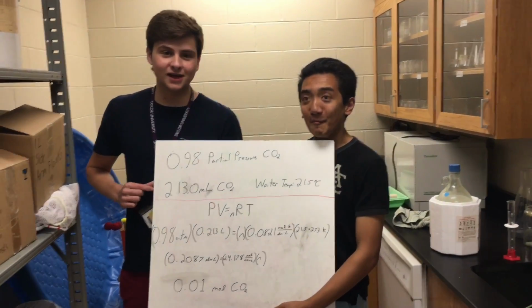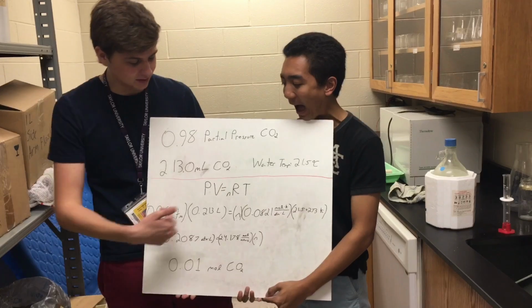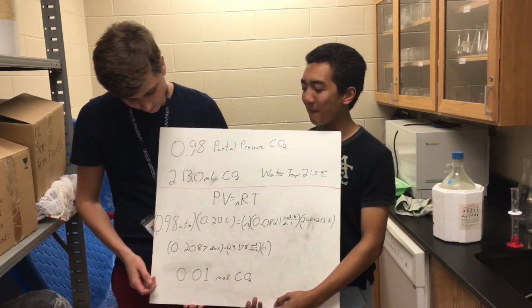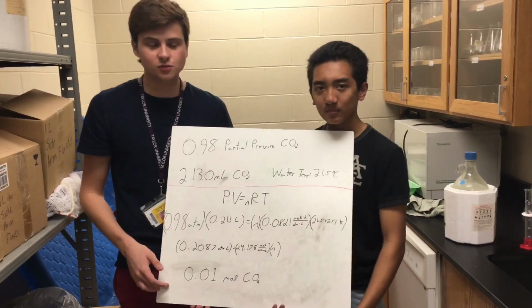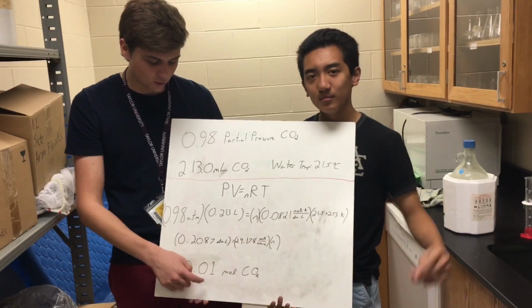Now that we have all of our data, we can use PV equals nRT, our work is shown here, to find the exact number of moles of CO2 produced, which we ended with 0.01.